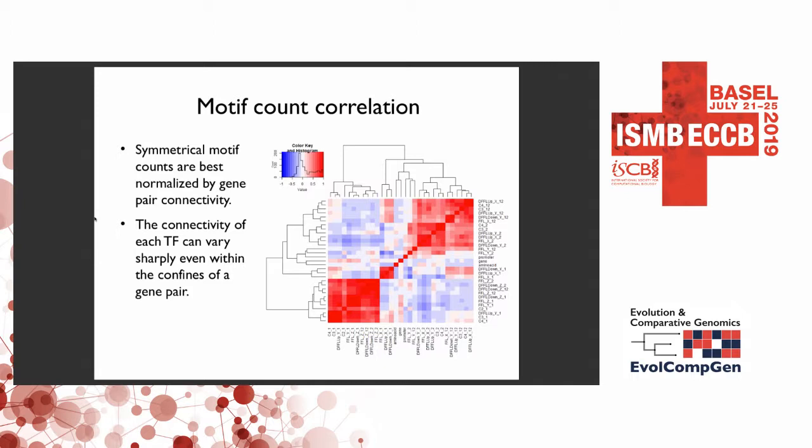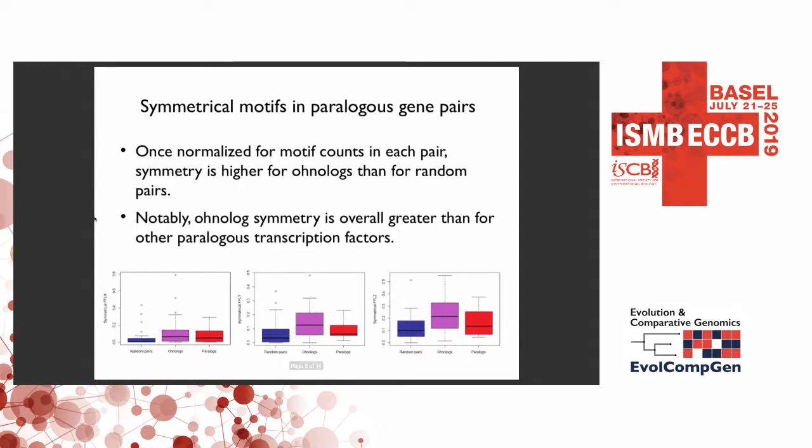And the idea is that this connectivity can even vary within a particular pair. For example, our symmetrical motif counts were somewhat bounded by the lower of the two motif counts for a given gene pair. And once we've normalized for that, we found that overall symmetry was higher for homologs than for random pairs of similar genes in many of the motifs tested. And we observed that this homolog symmetry is overall greater for homologs than for paralogs in general.